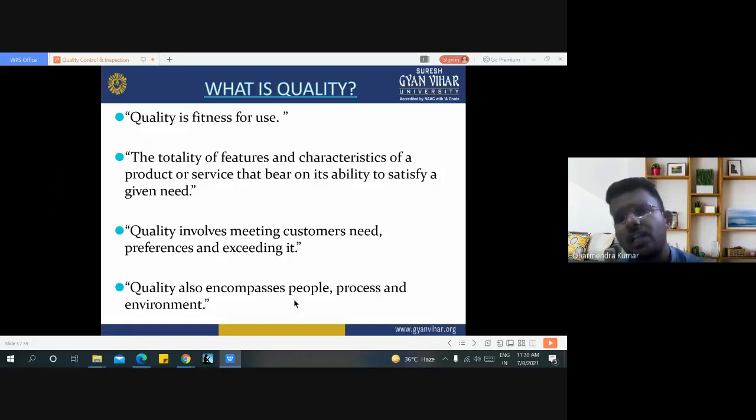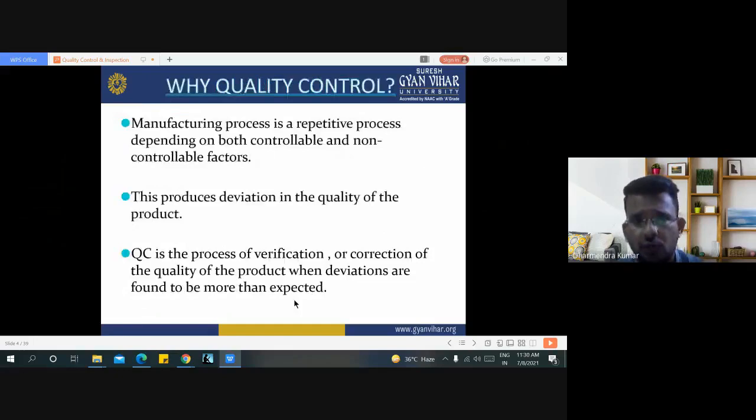Why quality control is needed in any manufacturing unit? Manufacturing process is a repetitive process depending on both controllable and non-controllable factors. There are various types of manufacturing systems, like continuous manufacturing system, batch type manufacturing system, and types of manufacturing systems based on the machines used. These depend on both controllable and non-controllable factors.